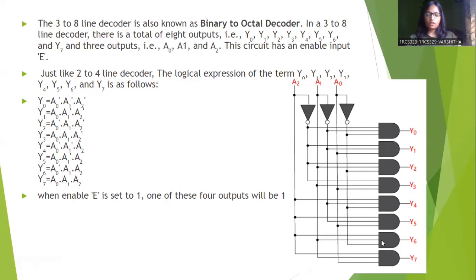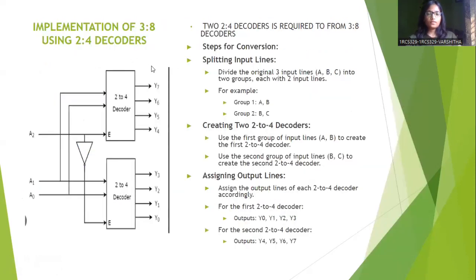Here is the logic circuit for the 3 to 8 decoder. We use 8 AND gates and 3 inverters to form the 3 to 8 decoder. A 3 to 8 decoder can also be implemented with the help of 2 to 4 decoders.